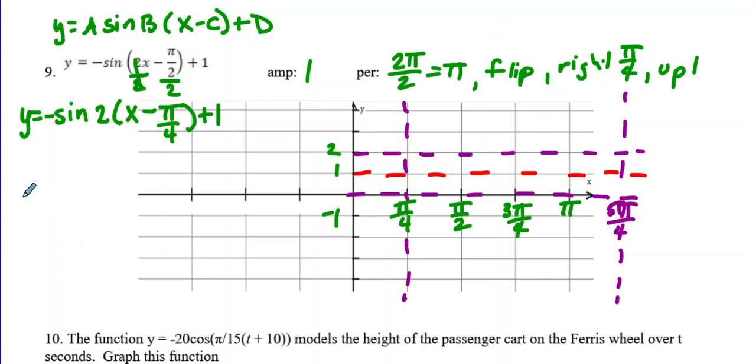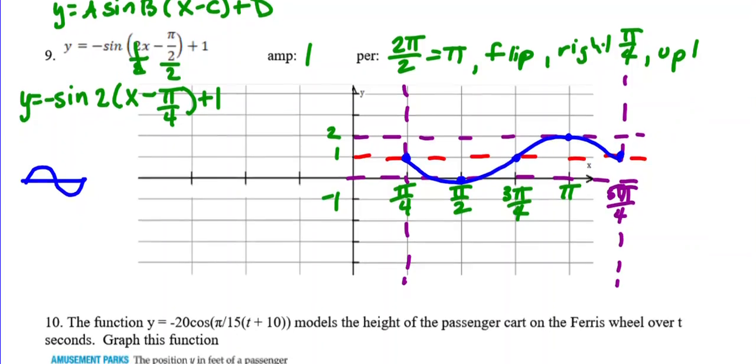Alright, the sine graph will normally go midline, up, midline, down, midline, but this graph is flipped, so it's going to start right here, because I shifted to the right pi over 4, and it's going to go midline, down, midline, up, midline, like that. And you can draw more of the graph if you so choose.